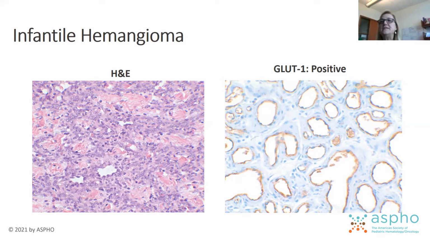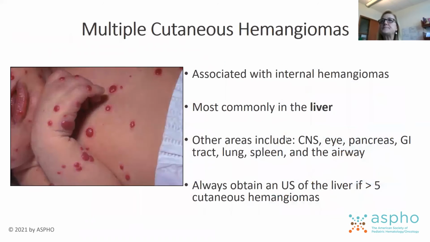You see on H&E stain, hemangiomas are very normal plump endothelial cells that have a high mitotic rate because they are proliferative. And this is the staining that one sees for GLUT1. So if there is any question pathologically, an infantile hemangioma is what is positive with GLUT1 staining.